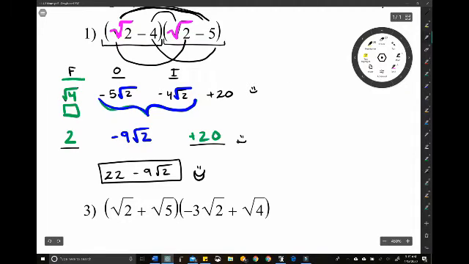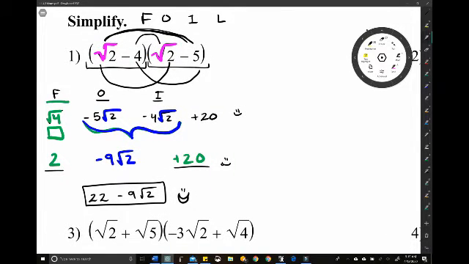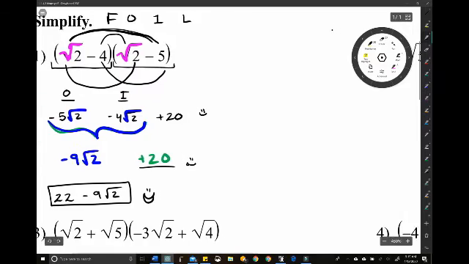Take it step by step. First, master the FOIL process. Then look for like terms and simplify any square roots if possible. So we're going to do a lot of examples. Just take your time through them and follow along, and you should get the hang of it here.